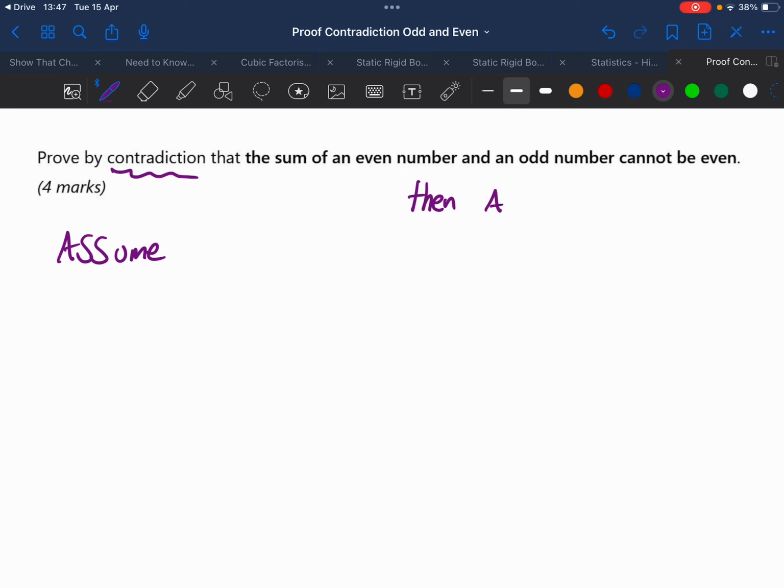Let's rephrase this. I'm going to say if A, then B, if you're not quite sure how to get started. So what do I mean? The sum of an even and an odd number. A means you have an even number and an odd number. That's the starting point of the argument. Well, if you have this and you add them together, then it cannot be even.